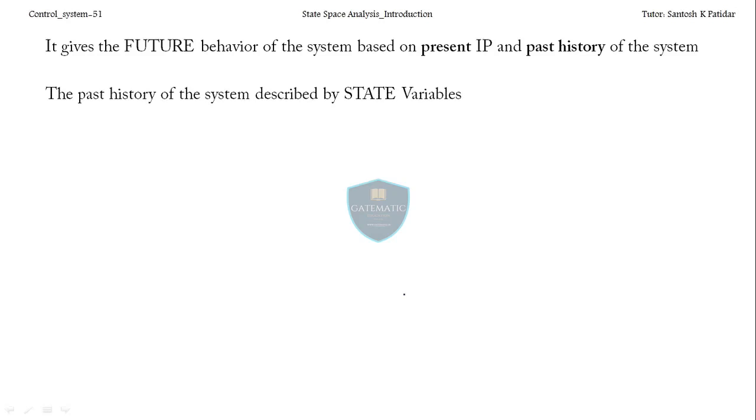State variables. What are the state variables? The past history, whatever we are going to see in the system, is nothing but the state variable. Later I'll clear, don't worry. The next point is the past history is nothing but the initial state or the initial condition. Past history is nothing but the initial state and initial condition.